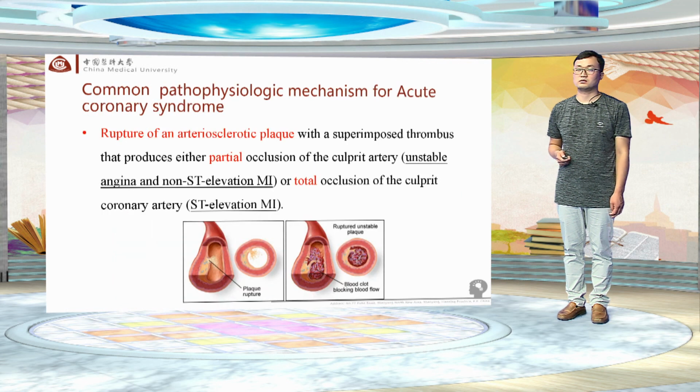The common pathophysiologic mechanism for acute coronary syndrome is the rupture of an atherosclerotic plaque. If the plaque causes a partial occlusion of the coronary artery, then unstable angina and non-ST elevated myocardial infarction may occur. If there is total occlusion of the coronary artery, then ST elevated myocardial infarction may appear.